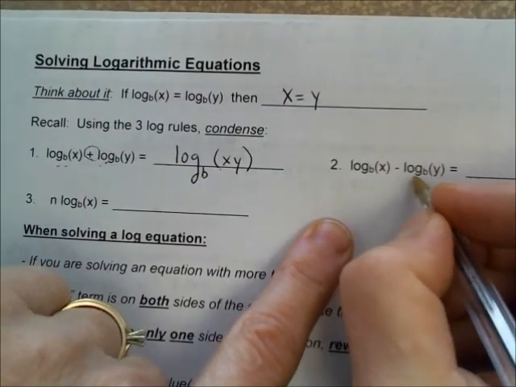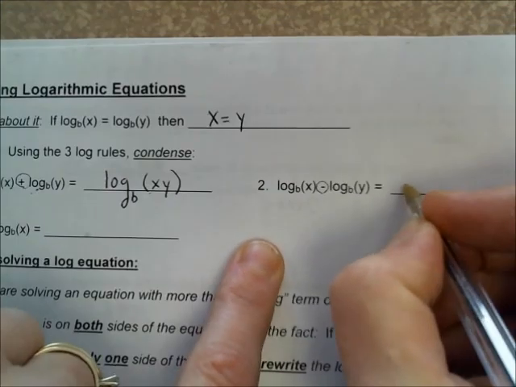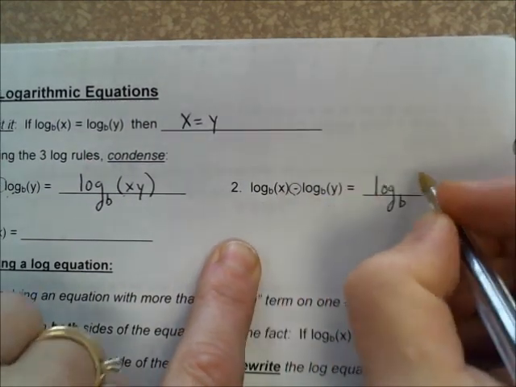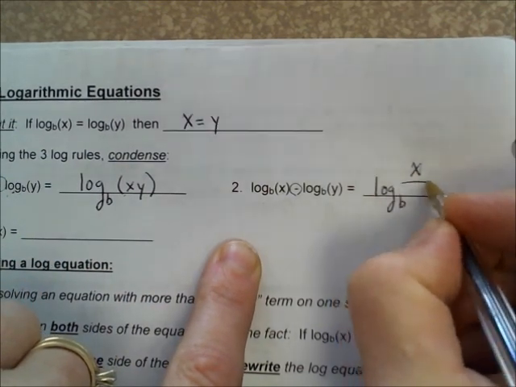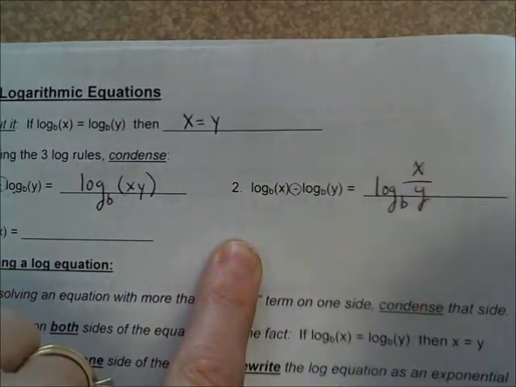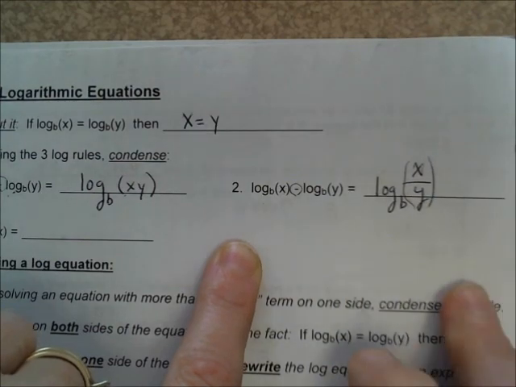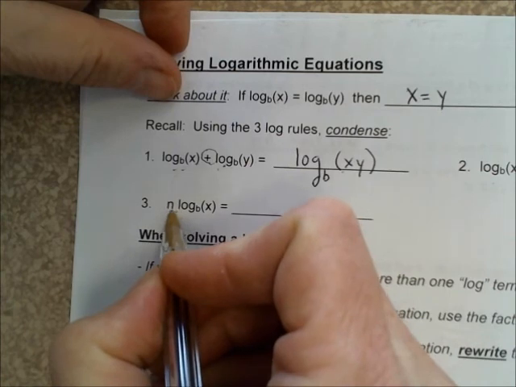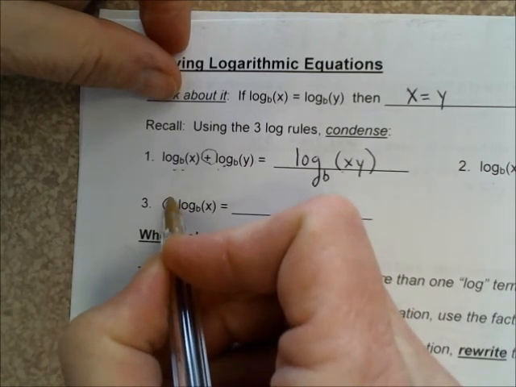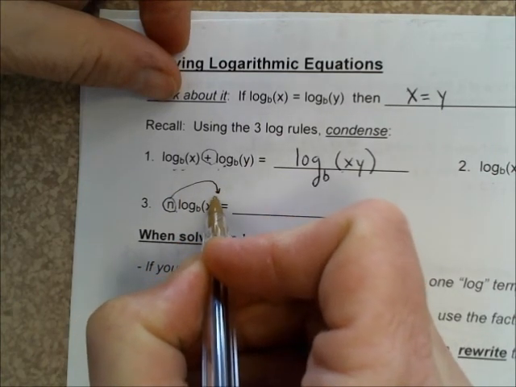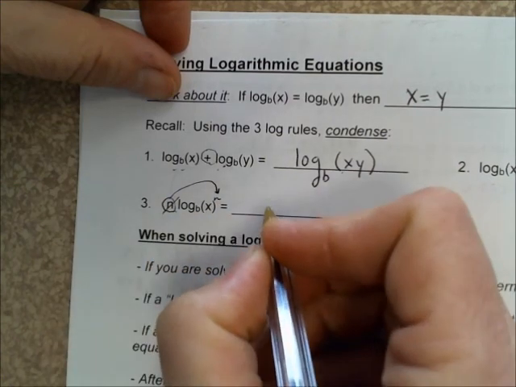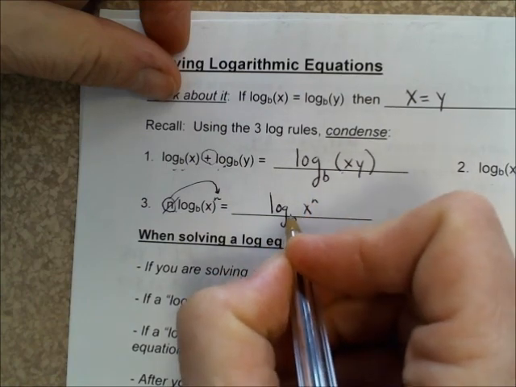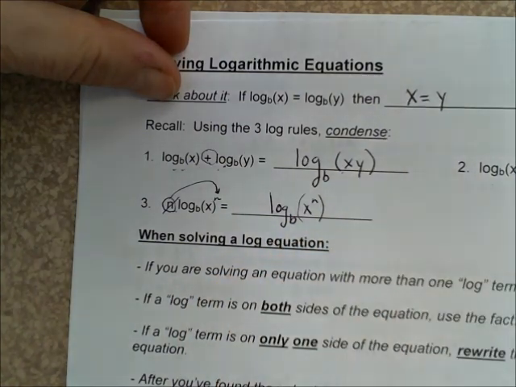Number 2, when we have 2 logs separated by subtraction, we create 1 single log, and now we're going to divide the arguments. X divided by y. You can put parentheses around these if you want, but you don't have to. And then item number 3 is if you have a coefficient in front of the word log, you can take that coefficient and make it the exponent on the argument. So that goes away, and this is just the log base b of x raised to the nth power. And again, if you want to put parentheses around, you can.